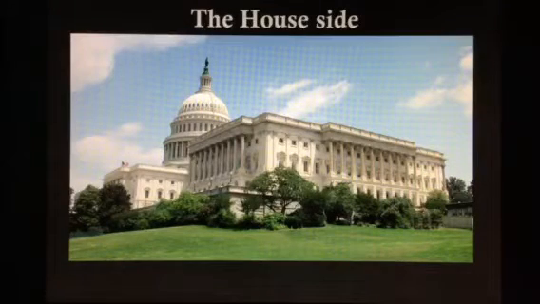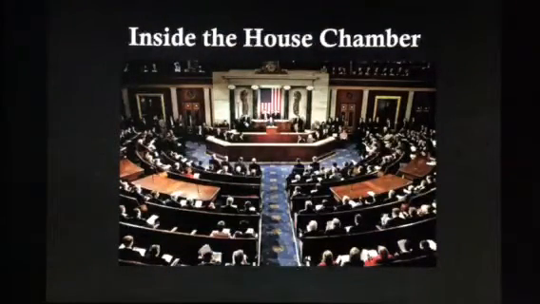Here is a rear view of the House side. Inside the House chamber, where the members of the House of Representatives vote. They debate on the House floor. They cast their votes. Inside, the House chamber has a gallery where visitors can sit in and watch the House of Representatives at work.